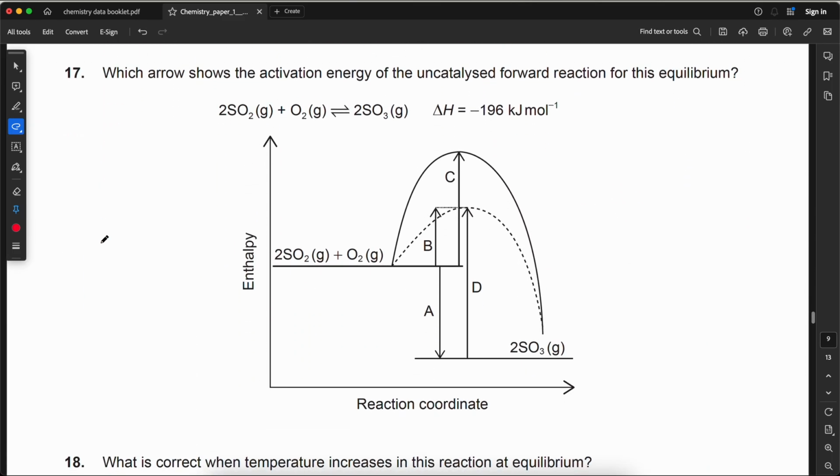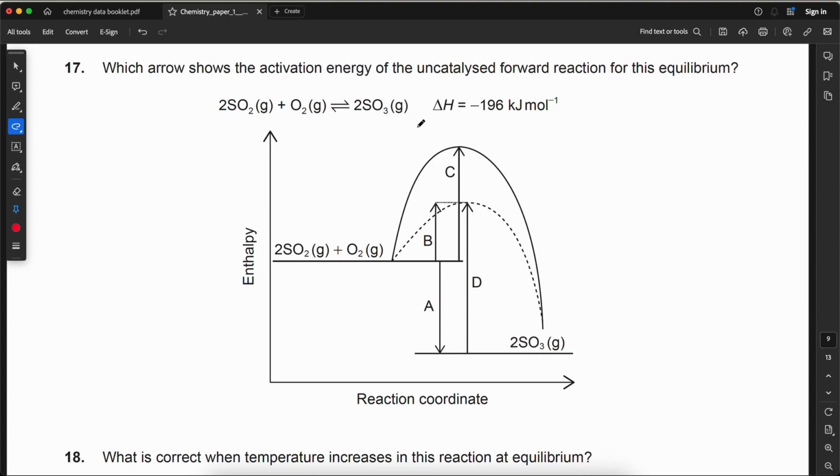Which arrow shows the activation energy of the uncatalyzed forward reaction for this equilibrium? So for C, is the answer. A is delta H. Okay, and then B is with catalyst, because the activation energy now is lower. And D is actually the reverse reaction with the catalyst. If it's D until here, it means the activation energy for the reverse reaction without catalyst, but because it's lowered, so it's with catalyst. So the answer is C.